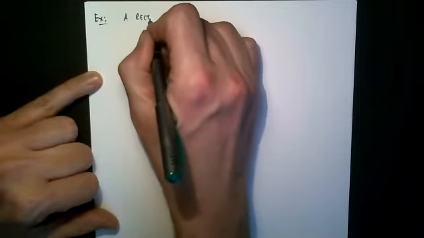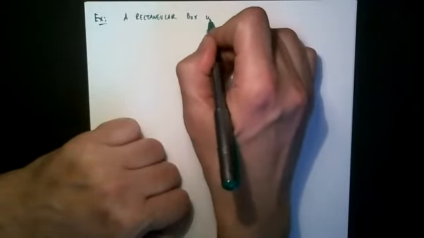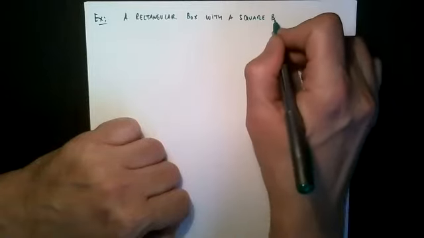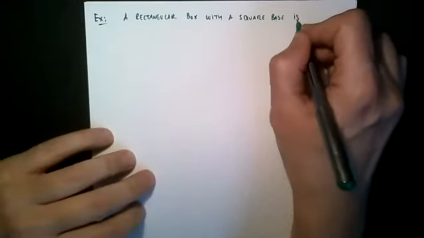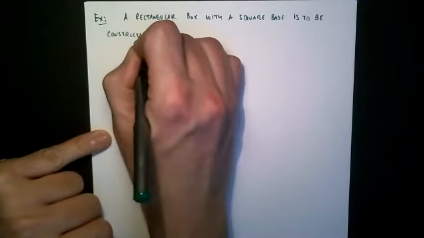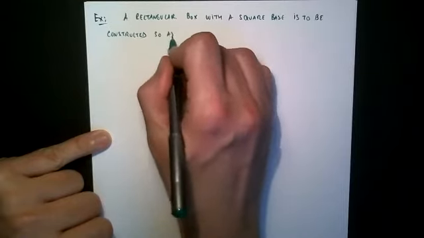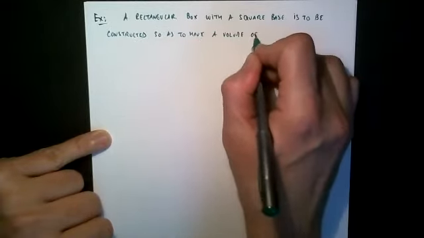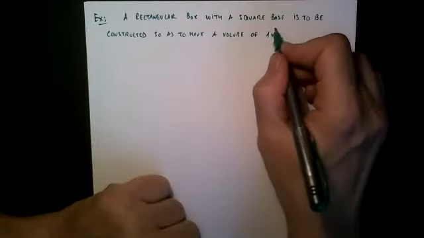A rectangular box with a square base is to be constructed so as to have a volume of 1 cubic meter. Okay, that's what we want to do. So 1 cubic meter.